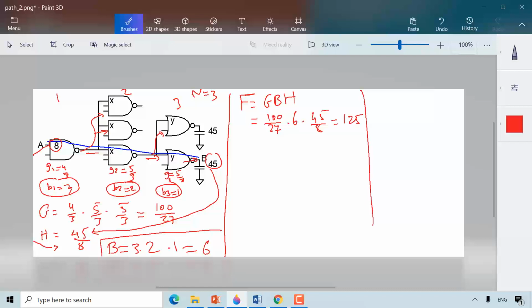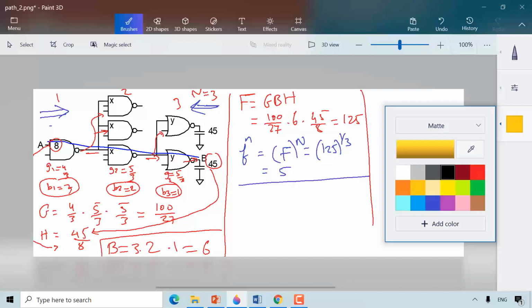Now let's compute F hat. F hat equals the nth root of F, so 125 to the power 1 over 3, and that comes to 5. Now I can find X, Y, Z easily either by going from this side or this side. It doesn't really matter. Let's start from the input to the output. So let's take the first gate here.